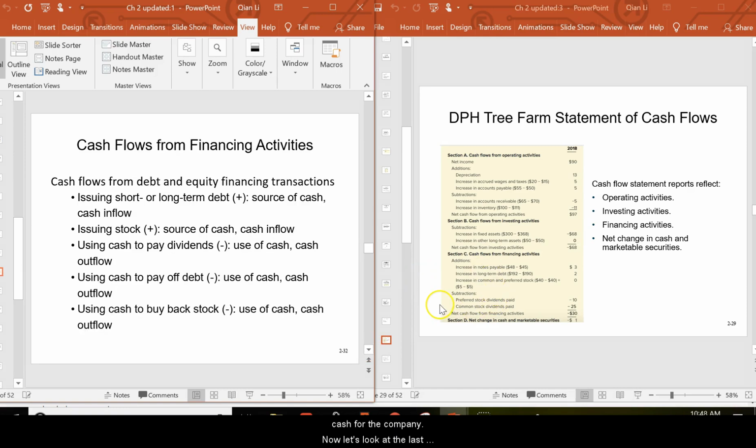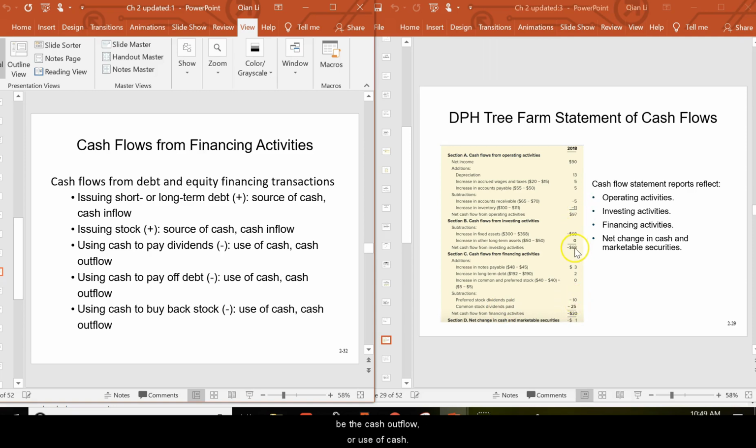Now let's look at the last section, section C, cash flow from financing activities. If the company issued more debt so that they would have an increase in long-term debt, or if they issued common stocks or preferred stocks, so they would have an increase in common and preferred stock, those numbers will be added here as a source of cash. When the company used cash to pay dividends, including preferred stock dividends and common stock dividends, then those amounts will be subtracted because that will be a cash outflow or use of cash.